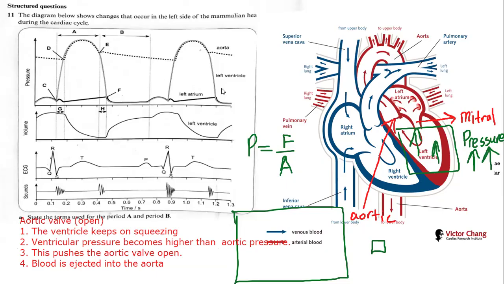So by the way, if we look at the diagram, where's ejection? Let's say blood is ejected into the aorta. If we look at this diagram, where is it showing ejection of blood? That's going to be where?